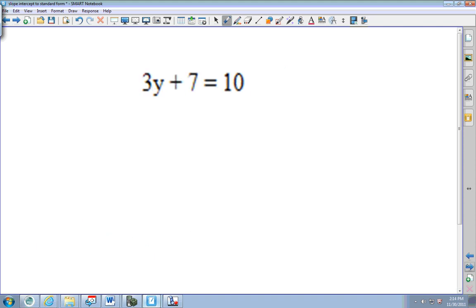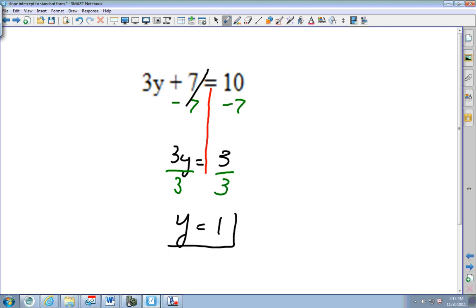All right, this might be the last one. We'll see. Oh, it is. All right. Now we want to move this and try and move this into slope-intercept form. Well, I'm going to draw my line. Wait a minute, there's no x. What am I supposed to do? Well, let's go ahead and move the 7 over there. I'm going to subtract 7 from each side. These cancel. I get 3y equals 3. I'm going to divide by 3. And I get y equals 1.